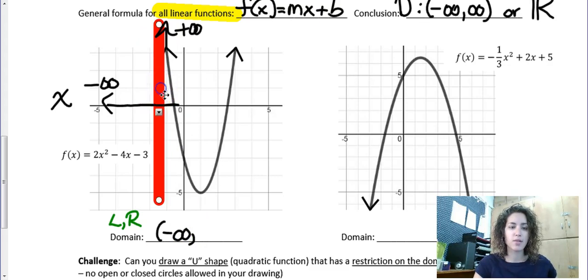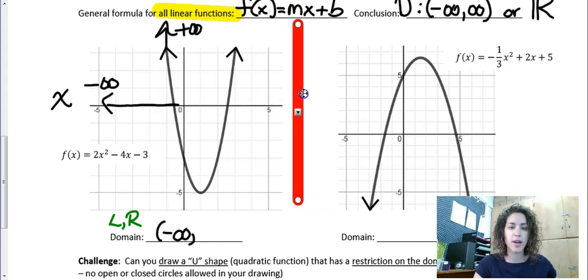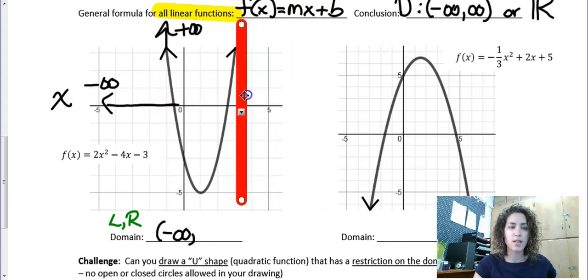Then I take my pencil and I come in from the right. Coming in from the right, I hit positive infinity because this arrow means that yes, as my y values get more and more positive, so do my x values. So the right side of the domain is positive infinity.